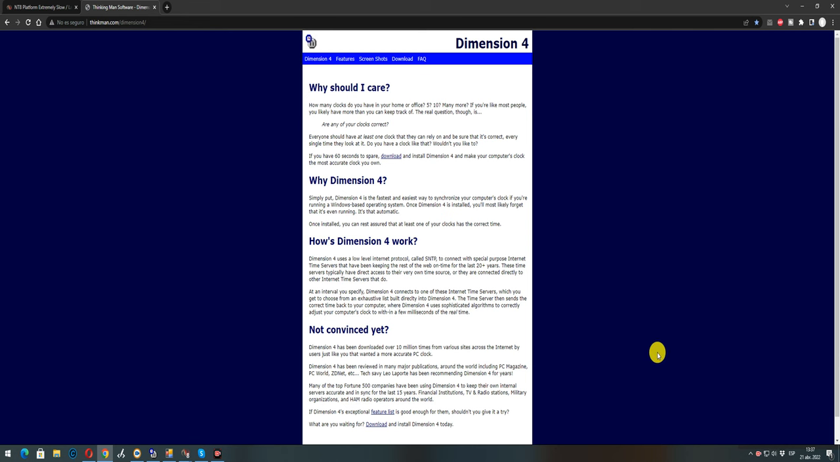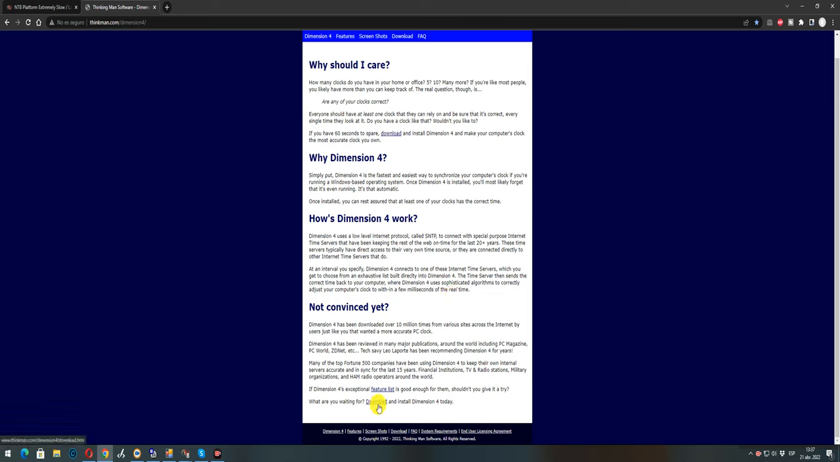Okay, the problem is that sometimes you need to have the exact time on your computer clock, and that affects the charts in NinjaTrader. So it's very important that you cannot do this by hand, because it's very complicated. You need to download this. Here is the website, Thinking Man Dimension 4. This is what this software is called. It's free. You just click here, download it, and install it.